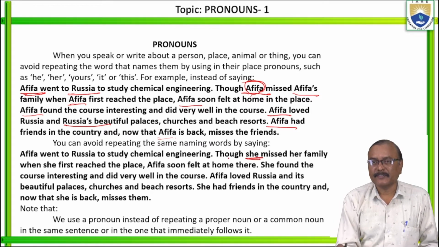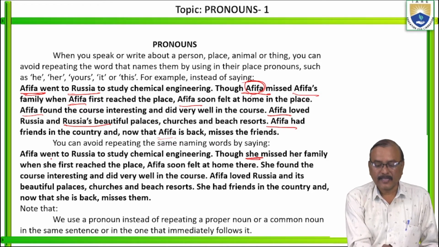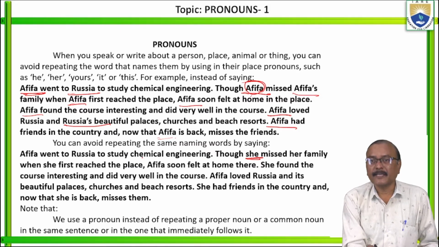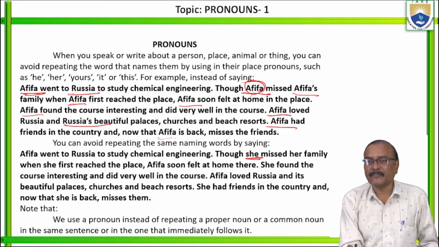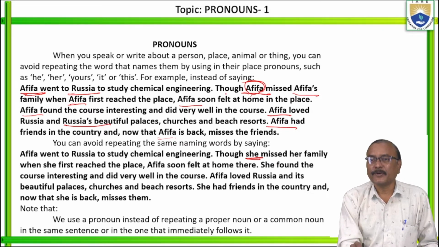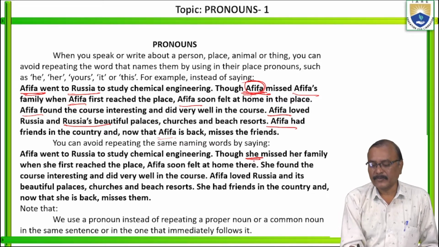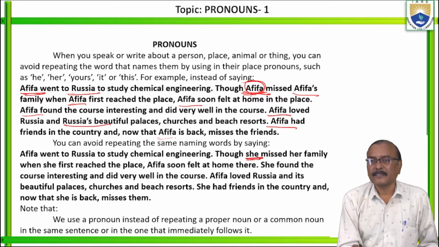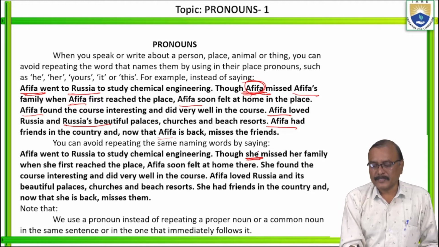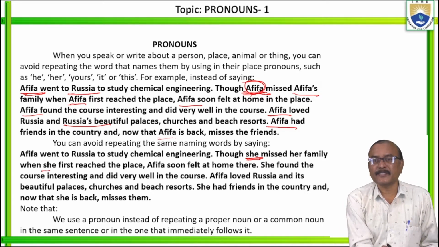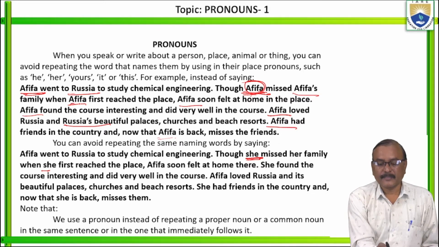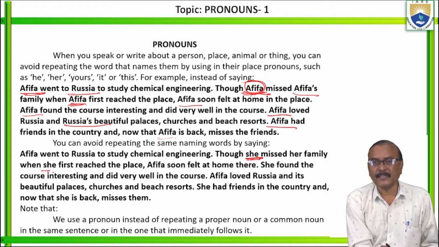See the next one. You can avoid repeating the same naming words by saying it like this: Afifa went to Russia to study chemical engineering, though she missed her family. So instead of repeating the Afifa name the second time, we need not use the same name. Instead, we can say she in the place of Afifa. She missed her family when she first reached the place.